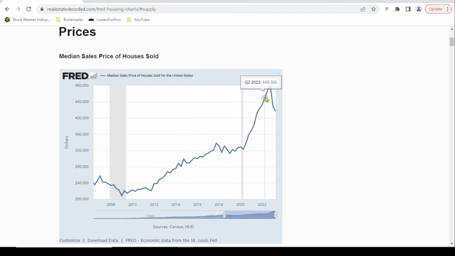And when the Federal Reserve dropped interest rates and people were getting 2.5, 3% mortgage rates, that's when the real estate market saw a huge increase. And this chart is showing that it peaked around the end of 2022 last year. And the most recent data point is for Q2 2023, and the median sell price of houses sold for this period was $416,000, a decrease from the peak where it was $479,000.